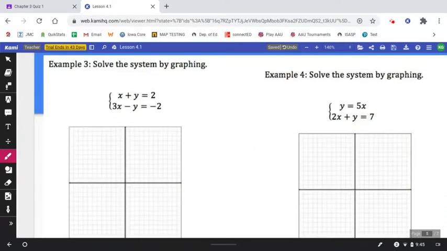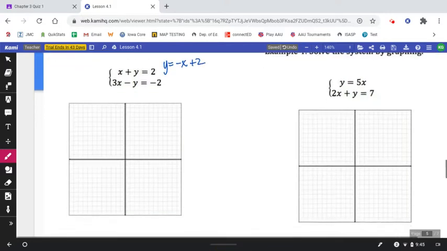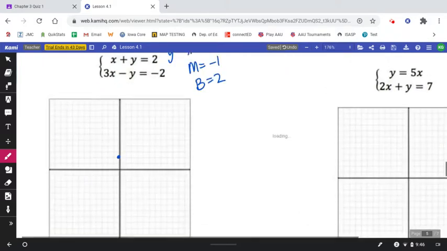So for example 3 here, I have x plus y equals 2. And before I graph it, I'm going to change it into y equals -x plus 2. I'm going to subtract the x from both sides. So the slope then would be 1, -1. And the intercept would be +2. So I start at 2 and go down 1 over 1. And there would be the first line.